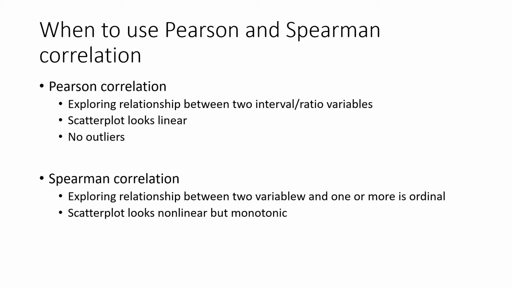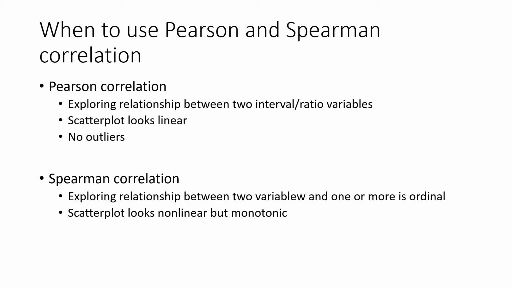Now, when do you use these correlations? It depends on the types of variables you're comparing. You have two different correlations. You have a Pearson correlation and a Spearman correlation, and both are examining the relationship between two variables, but you're going to use a Pearson correlation when the two variables are interval or ratio. If both are interval, then you're going to use Pearson. If both are ratio, if one is interval and one is ratio, in all those situations, you're going to use Pearson.